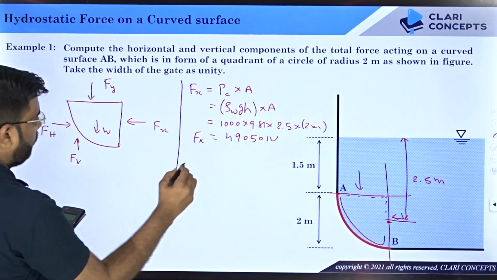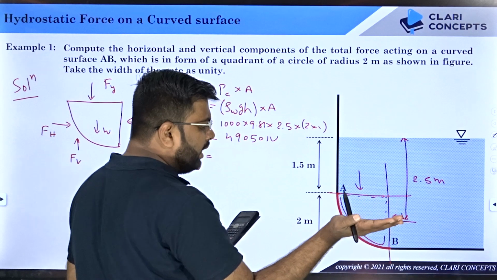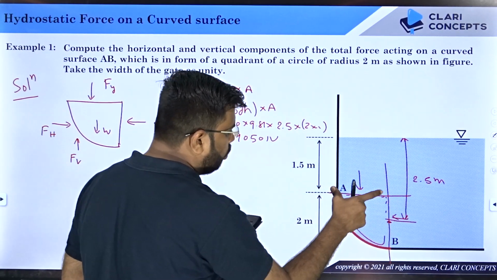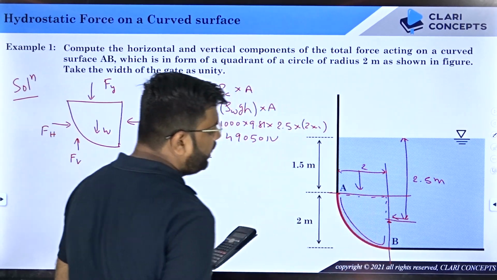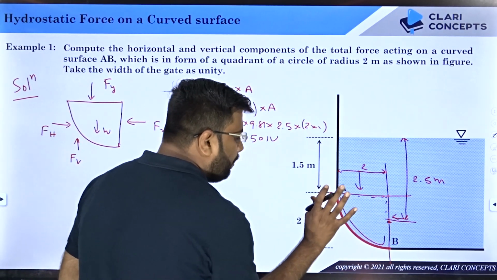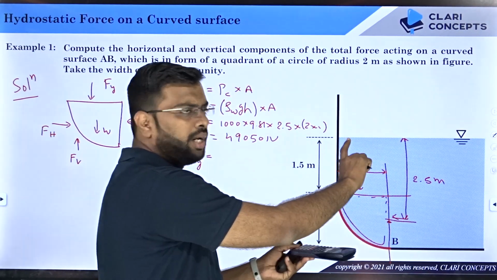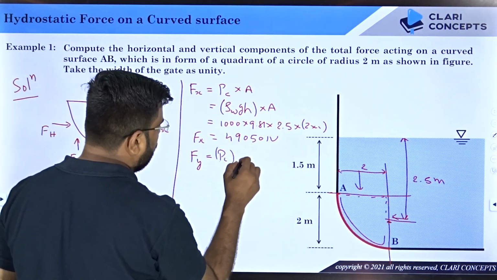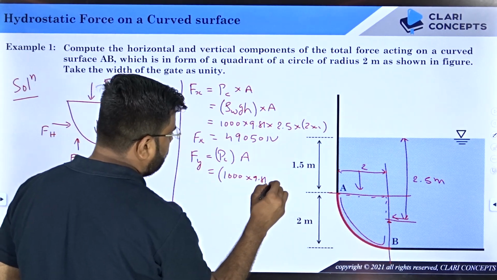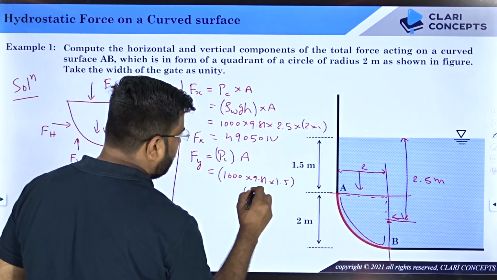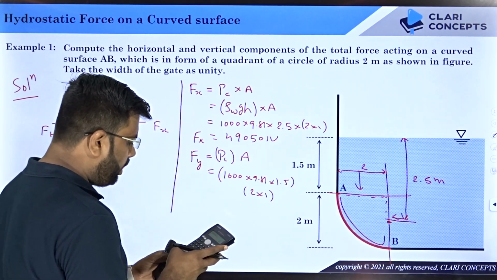So you got this. Now you find out Fy. Fy is the force acting in the downward direction on this plane. This plane has an area again of 1 meter width, and this length is 2 meter because this is a quadrant. So if this is 2, this should also be 2. Now area is 2 into 1. But the pressure at the centroid will be somewhere over here, right? The centroid is lying at 1.5 meter of depth. So pressure at centroid times area, simple. Pressure at centroid is rho of water times g, 9.81, and h is 1.5. What is the area? 2 into 1. Simply do the calculation. I hope you are understanding this, right?